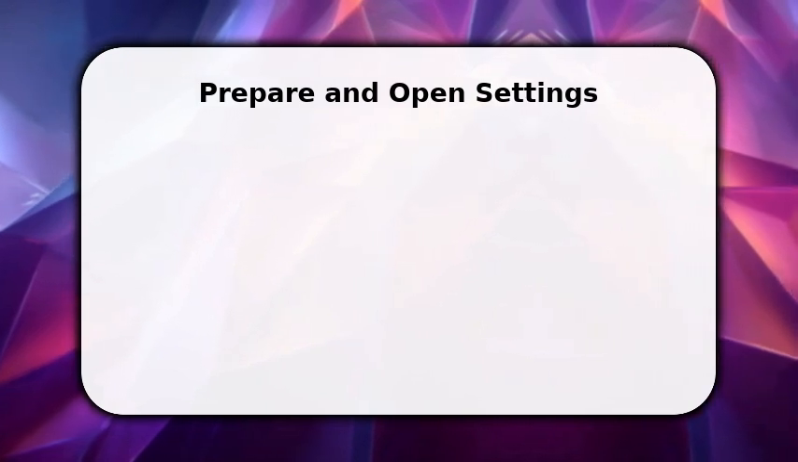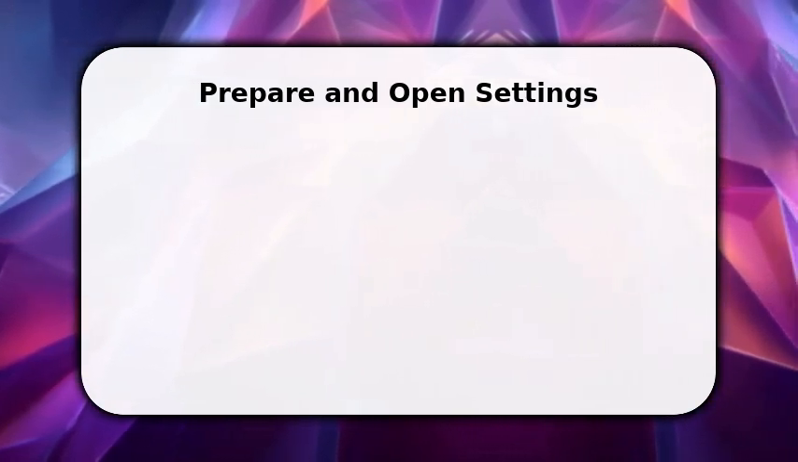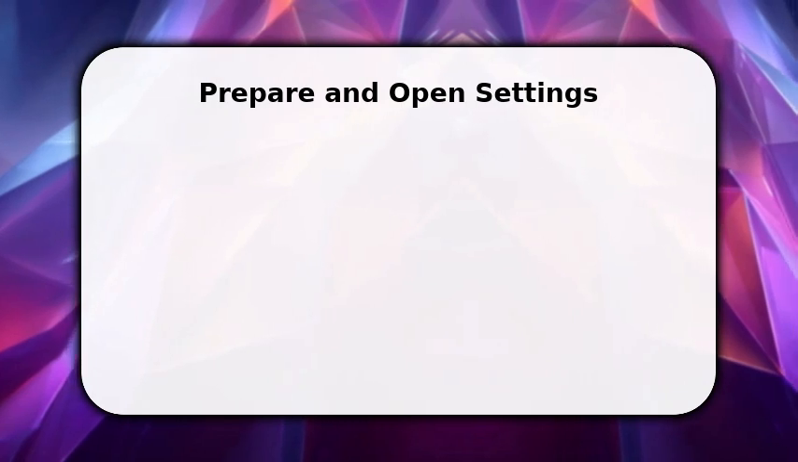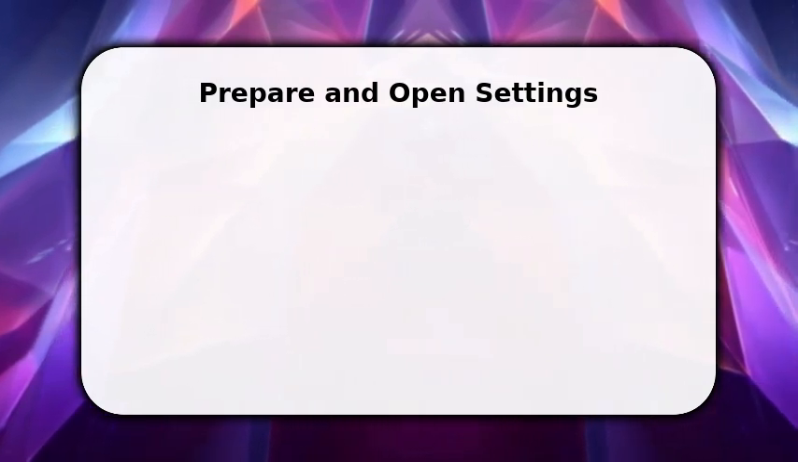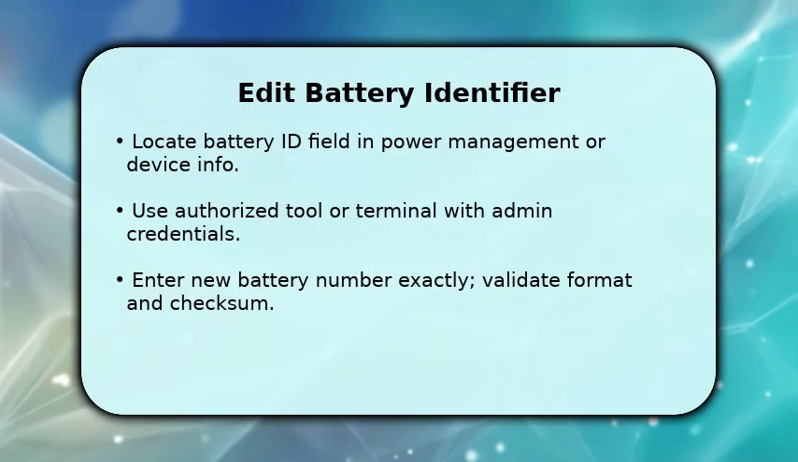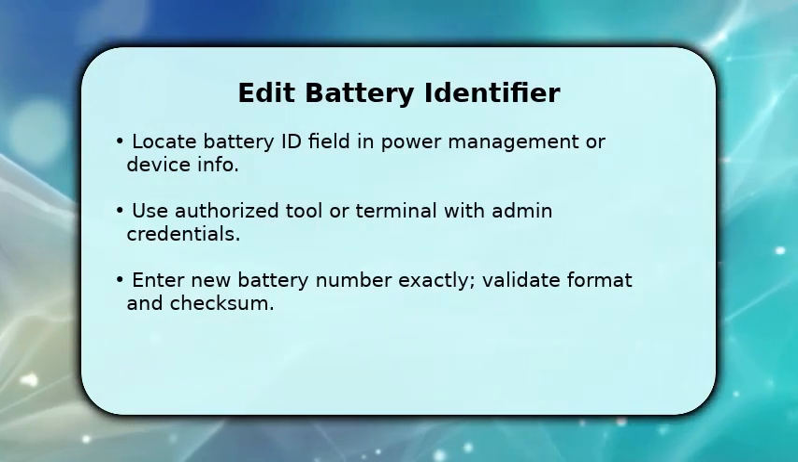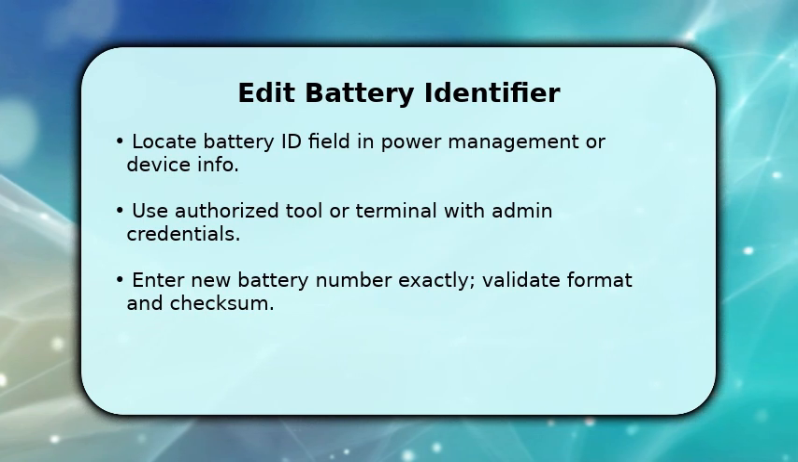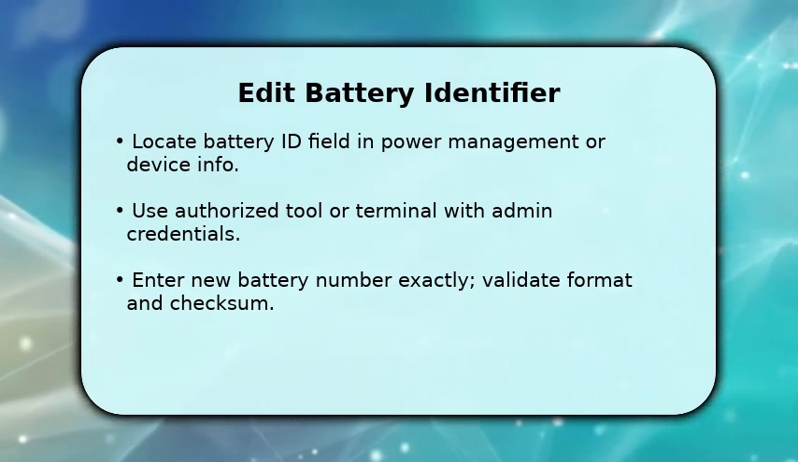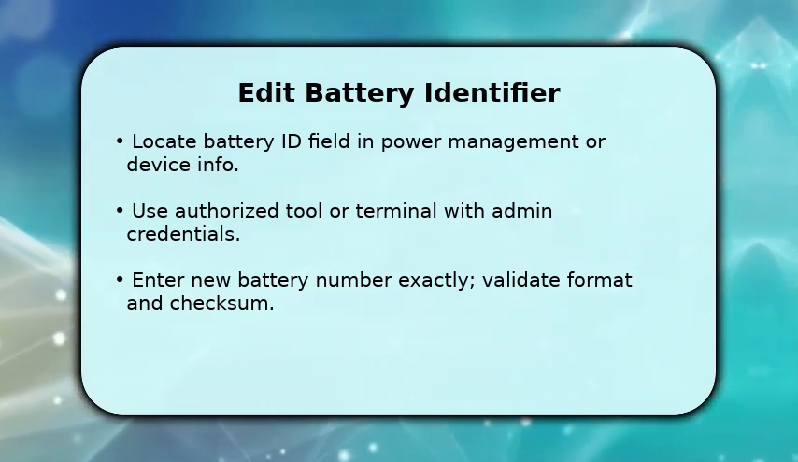Now open the device settings menu and navigate directly to the battery or power management section to prepare for the editing step that follows. You will now locate the battery ID field inside Power Management or Device Info. Once found, pause to verify the displayed value matches your recorded number.